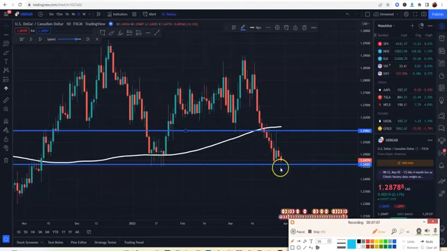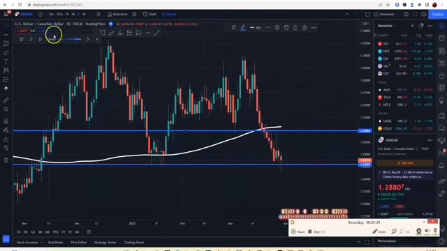Y'all see that? So whenever you see that rejection, you see the rejection here on this candle? It turned around. Look at that. Market turned around that way, okay? Boom. So let me remove that. There we go. Now, if I let this play out some more, I'm gonna let it play out on the daily as well so y'all can see.